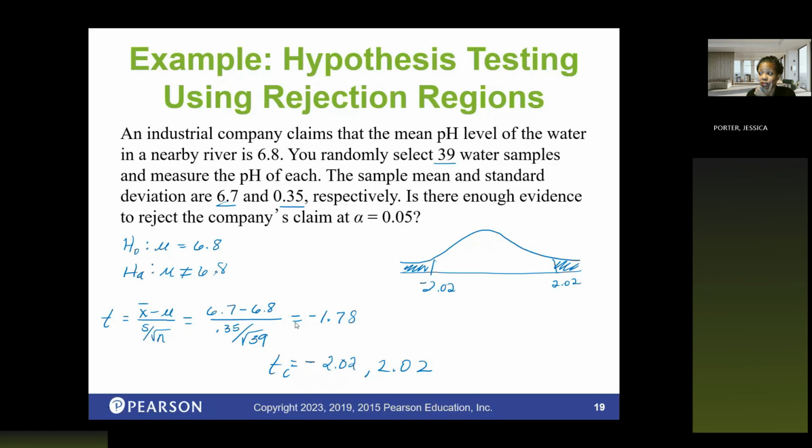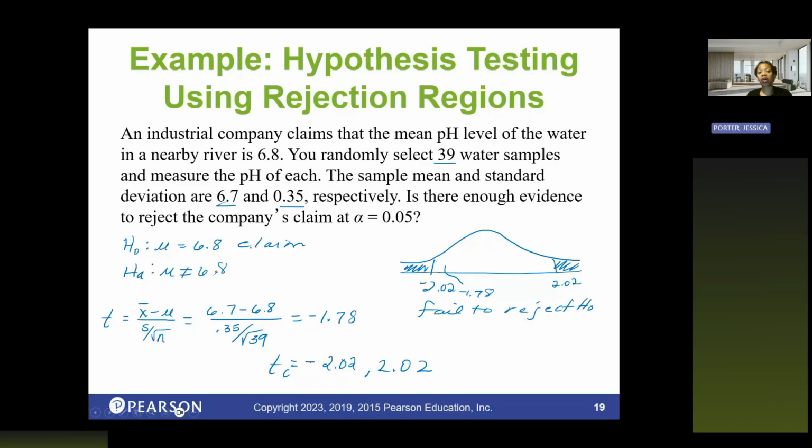The rejection region? So anything that's going to be rejected is going to be less than negative 2.02 or greater than 2.02. Oh, the non-rejection. Right, so this is going to be a non-rejection region. So negative 1.78 is somewhere in here, so I failed to reject. What was the claim? This was the claim.